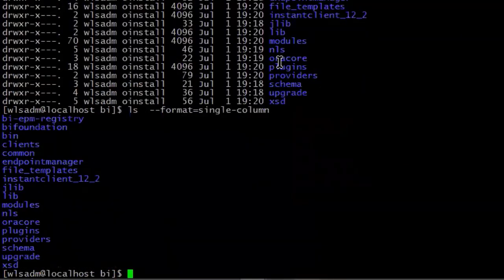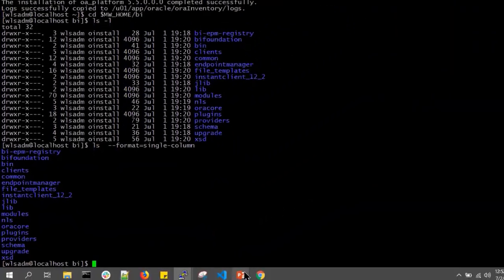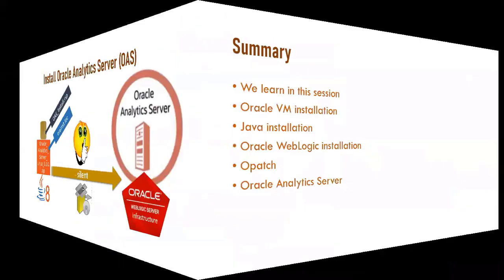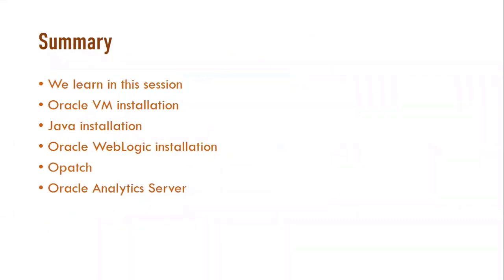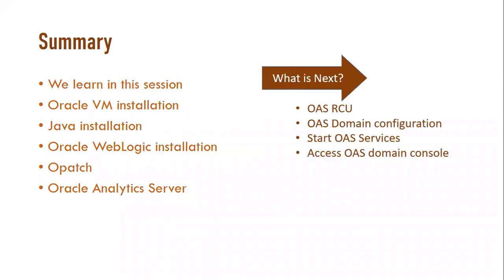Yeah, I think we are done for today's session. Installation process all set for today's session. The summary is we learned how to install a Vagrant box, then the Java installation, Oracle WebLogic installation, and Opatch installation. Then finally, the Oracle Analytics Server installation completed. So in the next coming session, we're going to learn how RCU will be run for the Oracle Analytics Server, and then the Oracle Analytics Server domain configuration, start the Oracle Analytics Server services, then access that domain.